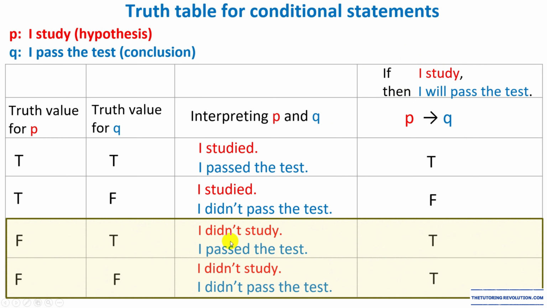Therefore, it is possible that I didn't study and I passed the test, therefore true. It is possible that I didn't study, I didn't pass the test, so it's true. Okay? The only case where this conditional statement is false is when it contradicts the statement. Basically, if I study and I didn't pass the test, that contradicts the statement: if I study, then I will pass the test. That's why this is the only case where this statement is false.